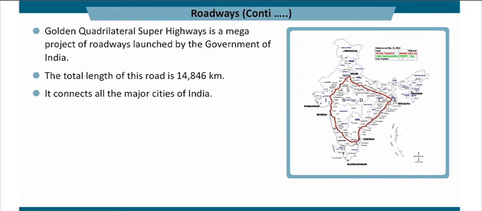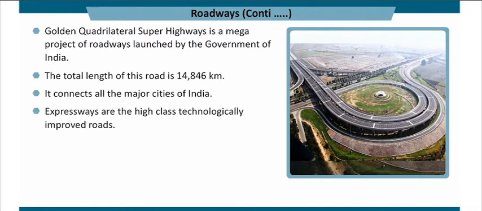The main objective of the Golden Quadrilateral Superhighways is providing connectivity, speed and safety. This project is implemented by the National Highway Authority of India. The agreement for the construction of this project is made with private sectors based on the concept of build, operate and transfer (BOT).